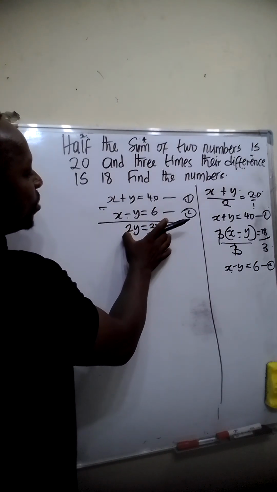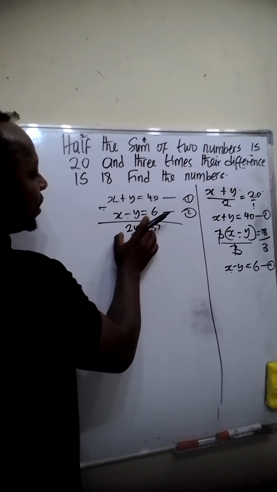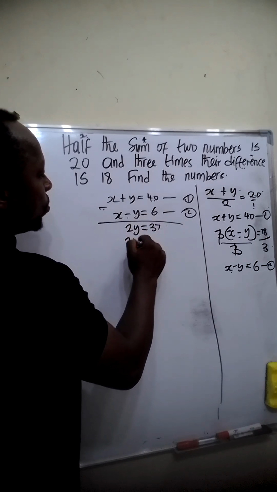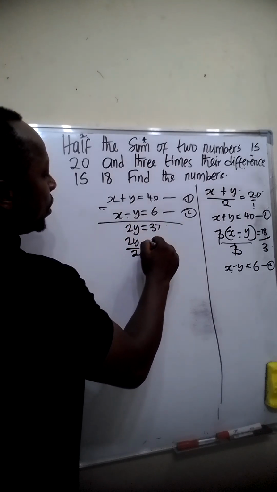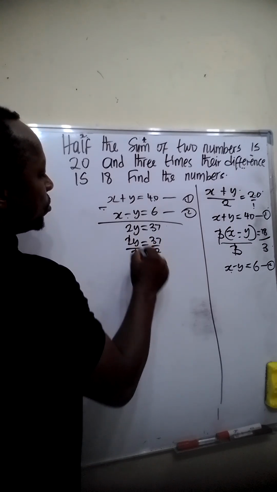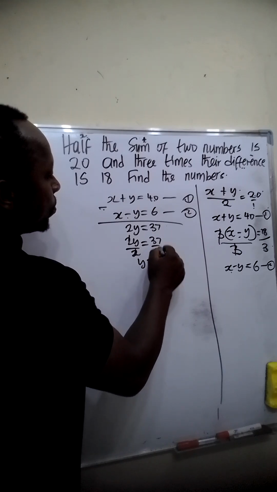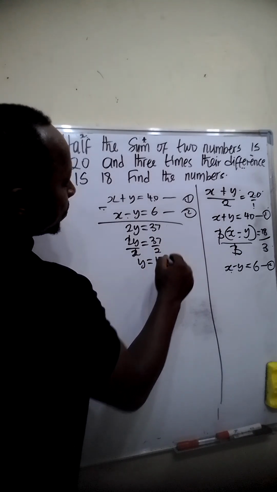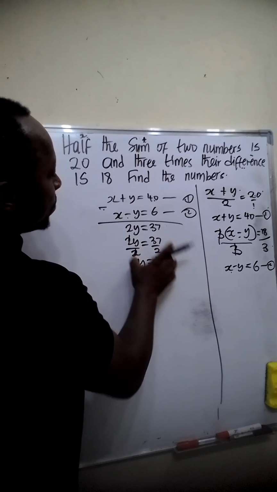We can get the value of y by dividing both sides by 2. So this will be 2y divided by 2 equal to 34 divided by 2. We cancel 2, and y will be equal to 17.